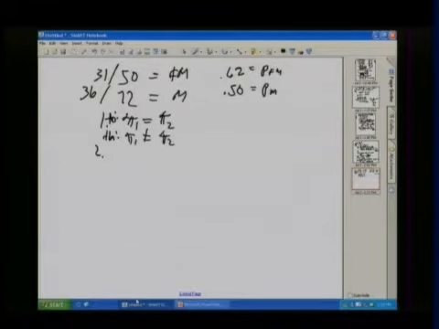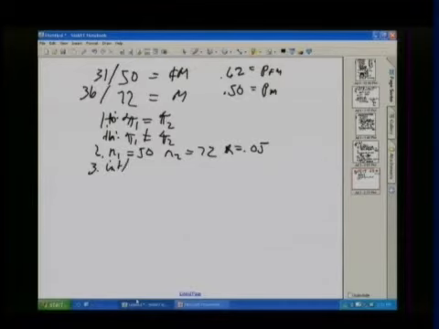Step 2, sample sizes, N1 equals 50, N2 equals 72, and alpha equals 0.05. Remember, as usual, if it doesn't tell me anything, I assume 0.05. Okay, I've got interval or ratio data. It's not talking about means, there's no standard deviations here. So it must be a Z proportion problem.